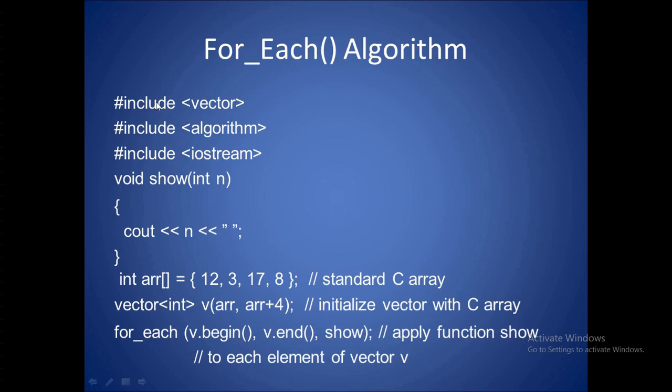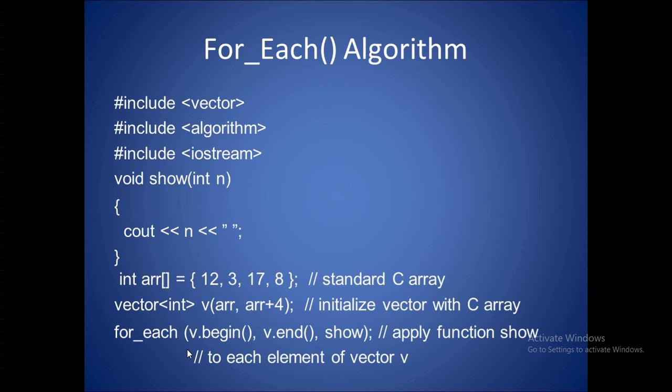So we include vector because we are using vector here. Then we need to include the algorithm file, then the iostream file, then void show with cout here. Integer array: here is an array of four numbers. Vector int v, array to array plus 4. So we initialize the vector with that array, for_each v.begin to v.end, show.